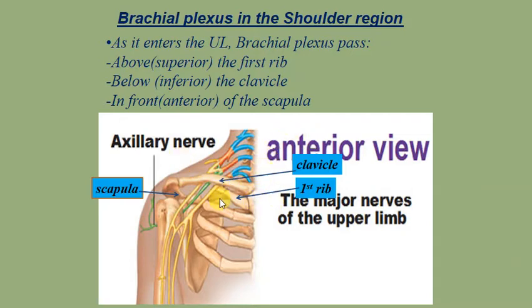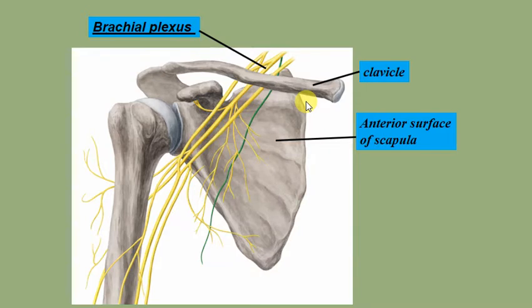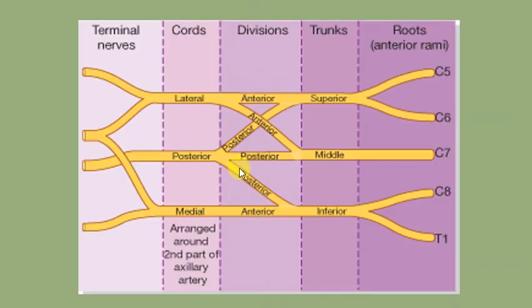As you can see, it passes above the first rib, then below the clavicle, and then in front of the scapula. So as it enters the upper limb, the brachial plexus passes above or superior to the first rib, below or inferior to the clavicle, and in front or anterior to the scapula. Again, the M-like shape is here. We shall see later what the branches of the brachial plexus are which form the M-like shape.